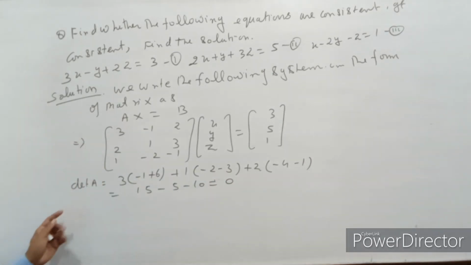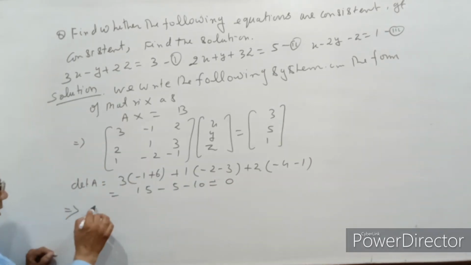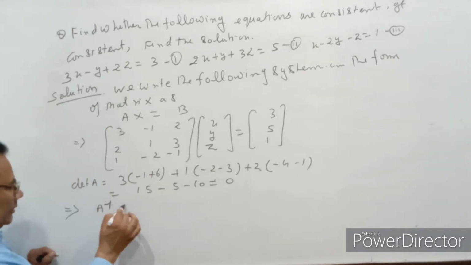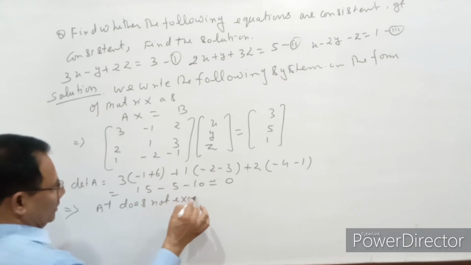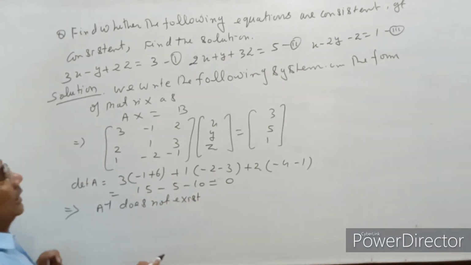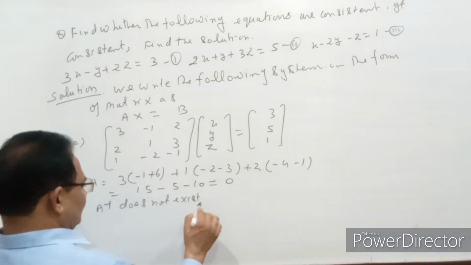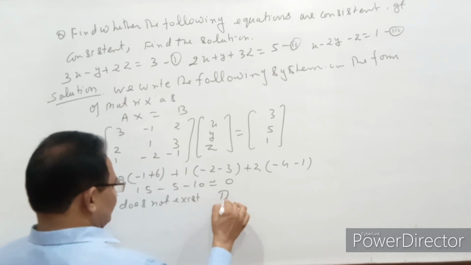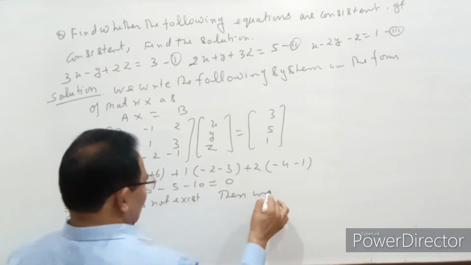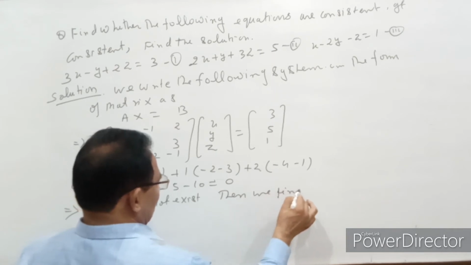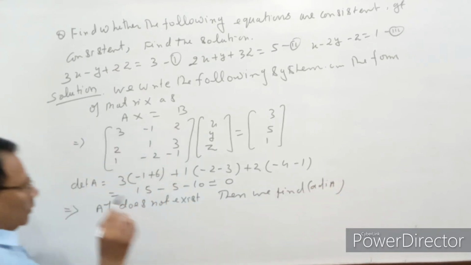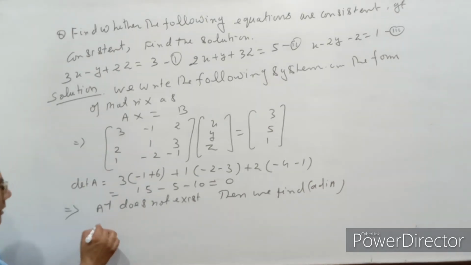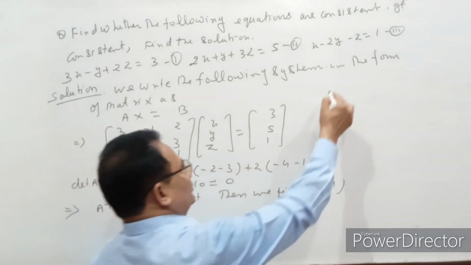So what does this mean? This implies that A inverse does not exist. Does not exist. And the system, then we find adjoint of A.